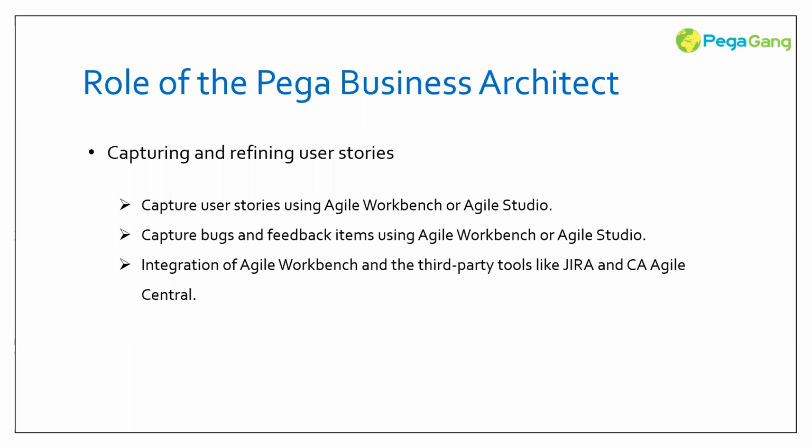But most of the traditional companies will be using Excel sheets to track the efforts and capture the user stories and come up with catalogs, business catalogs, technical catalogs, and everything. But as per Pega's guardrails and recommendation, it is recommended to use the Agile Workbench or Agile Studio to track your project progress.